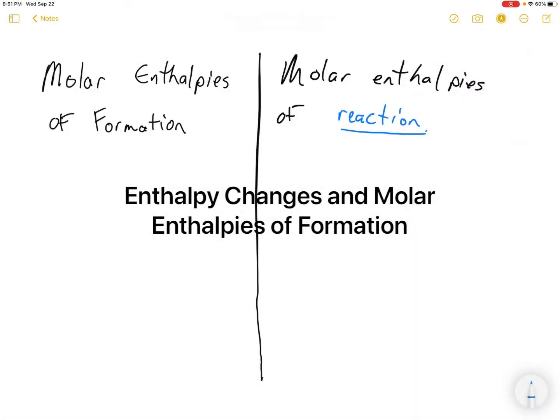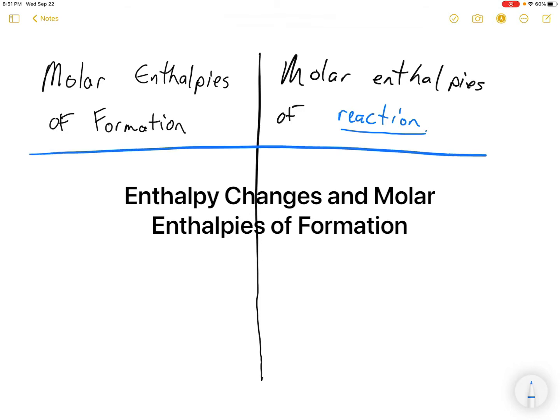All right, chemistry grade 12s and 30s. We're going to just quickly look at the differences between the molar enthalpies of formation of a particular substance and that same substance's molar enthalpies of reaction, and basically what's the difference between the two.